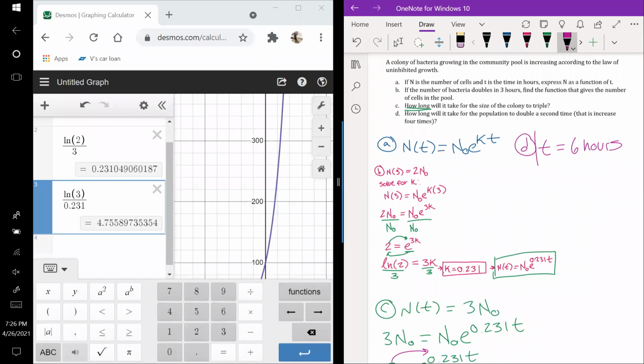Sorry. There you go. And yes, we could set that up the other way as well. You could make it 4 N initial equal to N initial times e to the 0.231 t. And when you solve for t, you'll get 6 hours. But hey, why not read context clues, right?